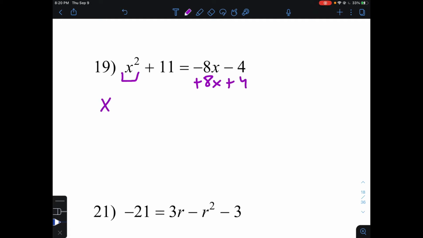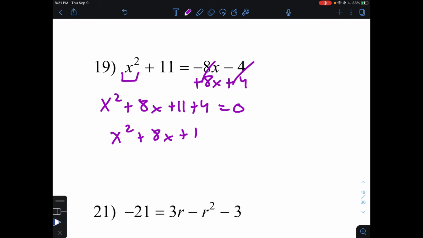So I end up with x squared plus 8x plus 11 plus 4, and that's now going to be set equal to 0. Then we can combine some like terms. We get x squared plus 8x plus 15 equals 0. So, of course, we're going to go ahead and try to factor this. We've got to figure out what multiplies to give me a 15 and adds to give me an 8. So we've got 1 and 15, or we could do negative 1 and negative 15.